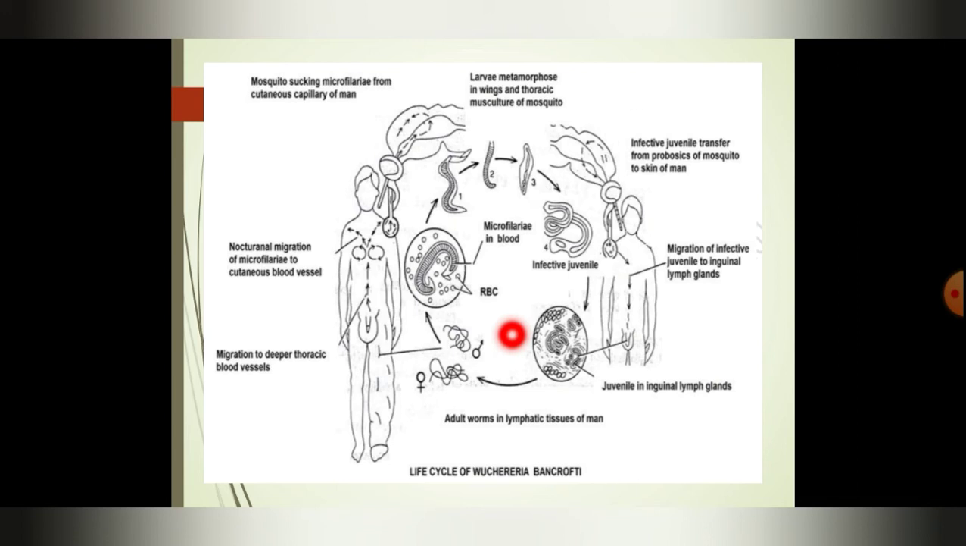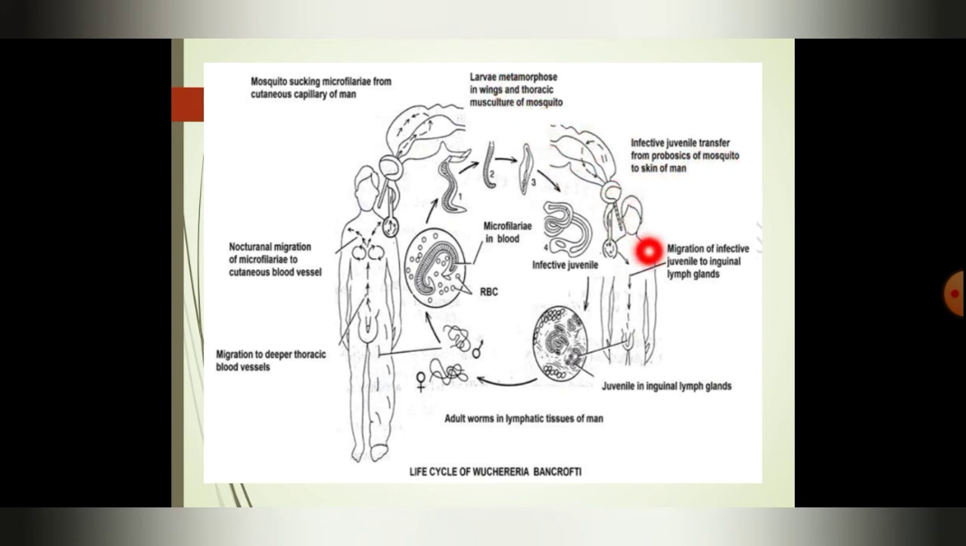Life cycle of Wuchereria bancrofti. Here is the migration of the infective juvenile into the inguinal lymph node, and these are the different cases, like it enters the RBC and then in the blood you have microfilaria. Usually it will show the different stages. The mosquito sucks microfilaria from the cutaneous capillary of the man, and then the larva will metamorphose in the thoracic musculature of the mosquito. In the mosquito it will undergo different changes, and then reach the infective stage.